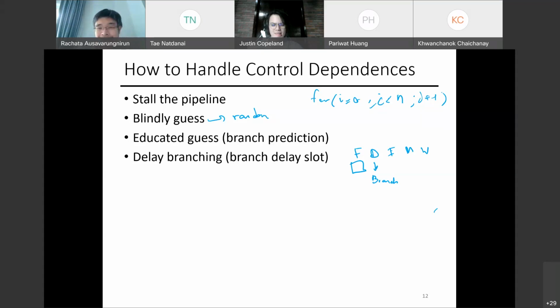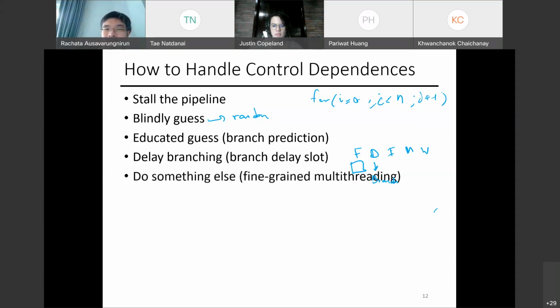So you can do this at compile time, right? When you compile the code, you know, okay, for sure I need to run this like I plus 1. So I'm gonna fit I plus 1 here, increment register. So I can do that. And MIPS actually does that. It is called delay branching. Or you can do something else.